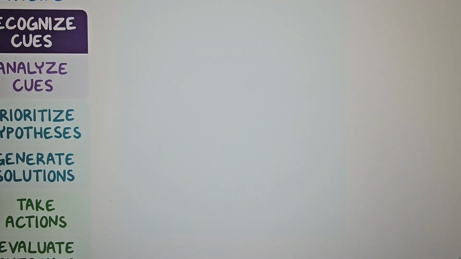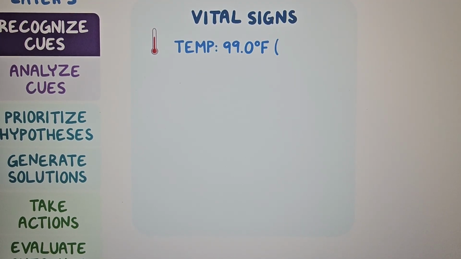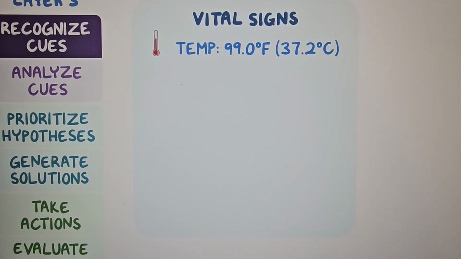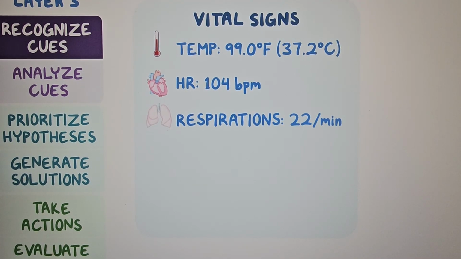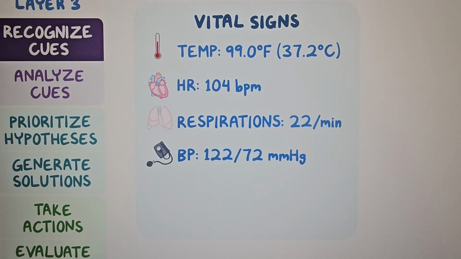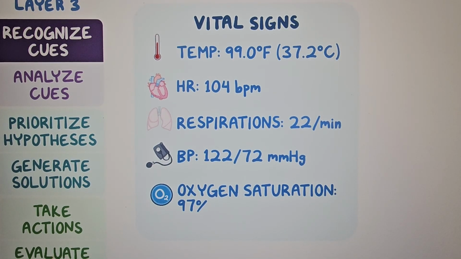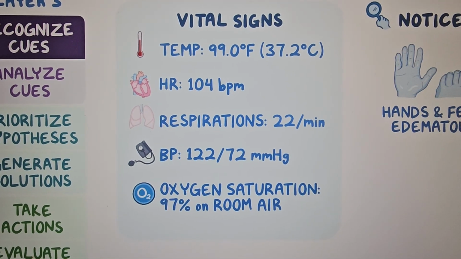First, Nurse Maggie recognizes important cues, including Marcus's vital signs, which are temperature 99.0 degrees Fahrenheit or 37.2 degrees Celsius, heart rate 104 beats per minute, respiratory rate 22 breaths per minute, blood pressure 122/72 millimeters of mercury, and oxygen saturation 97% on room air. She notices that Marcus's hands and feet are edematous and that he's grimacing.